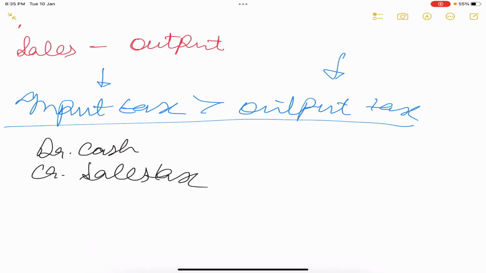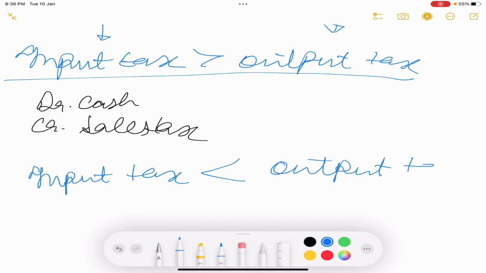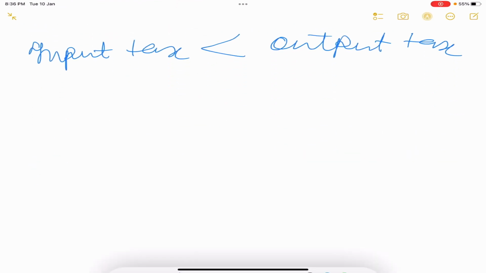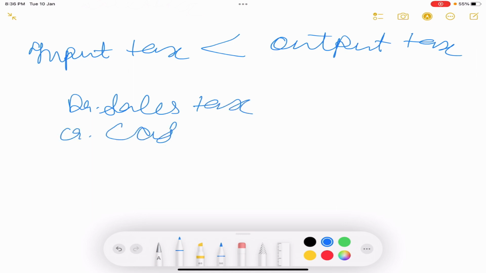Now, there's another situation wherein my input tax is less than my output tax. Output tax is what you are actually supposed to pay to the government, right? Because that is what you collect on sales. So in this case, I have paid this much, but I have to actually pay more. So I have to pay more to the government, right? So debit sales tax and credit cash, because cash goes out. So I hope you have understood this concept as well, right?